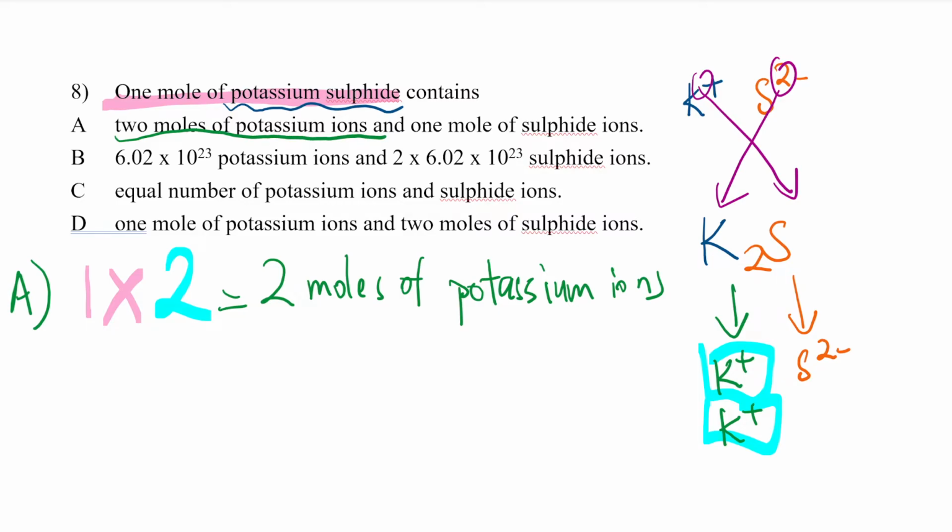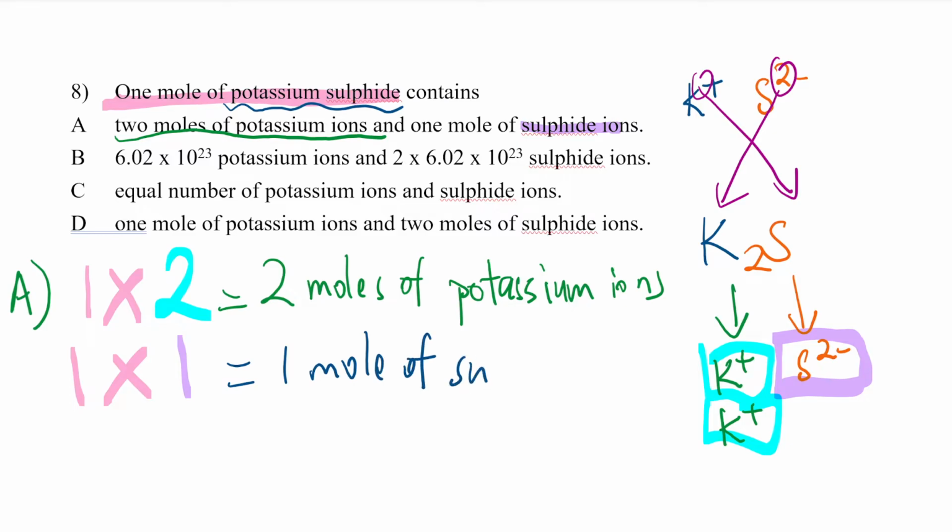And I have 1 mole of sulfide ions. Is that true? So let's see. Sulfide ion, on the other hand, it's here. Sulfide ions, it's just 1 here. So in other words, it's just going to be 1 times 1, because I only have 1 sulfide ion. So this is also true. I have 1 mole of sulfide ions. So actually the answer immediately is A.